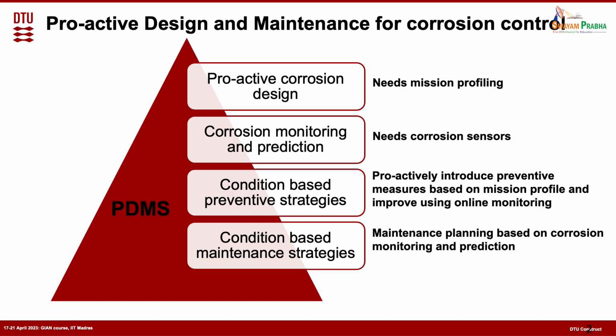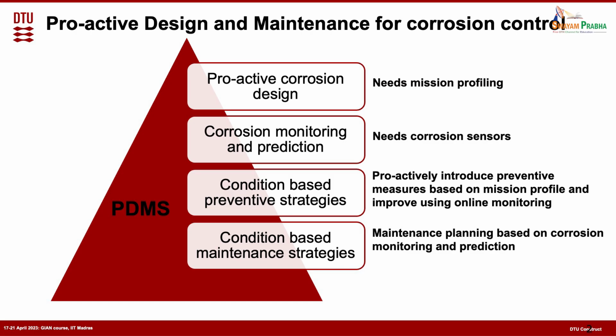That means that since you have all this information, mission profiling and also the online monitoring of the system, which will also allow you to plan maintenance of corrosion products, this monitoring, prediction, and control. Maybe there's control as well that is possible in that.